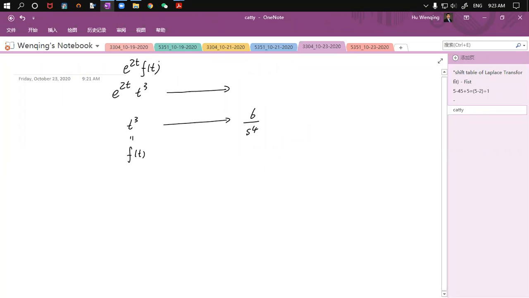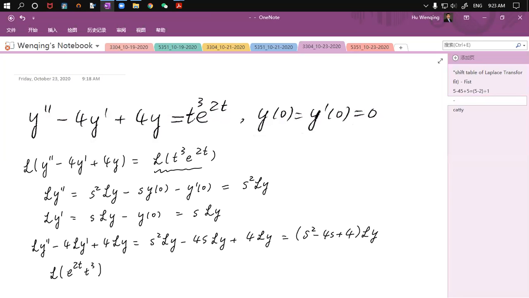If you do that, it means that you have an exponential shift in the pre-image. Therefore, you should have an ordinary shift on the image. But the F of s is actually given by this function. So this results in 6 over s minus 2 to the power of 4. Is that good, everybody? Okay, so that's going to be the scenario. If you look at the scenario, it's going to be quite nice.